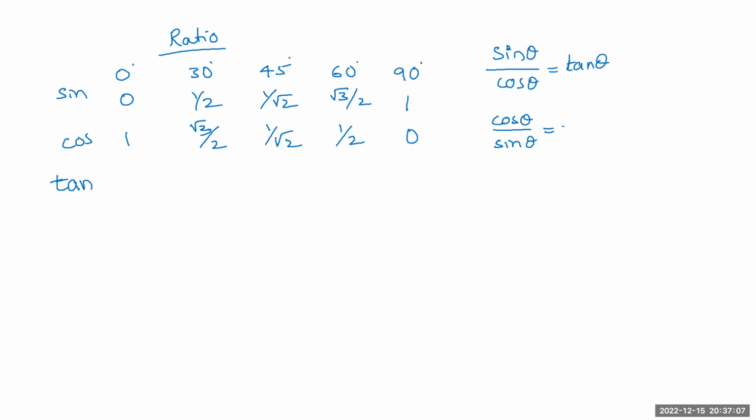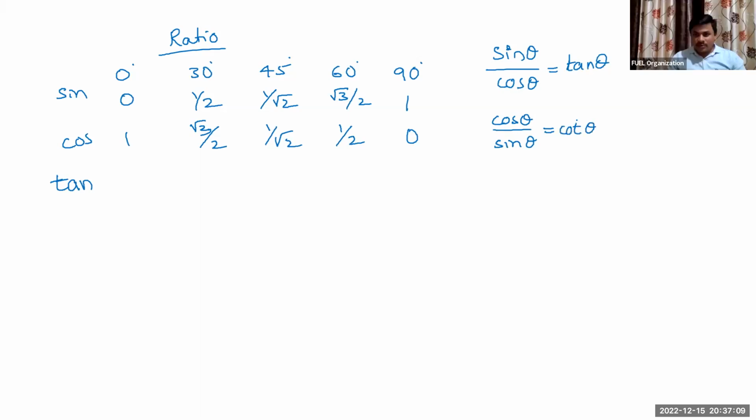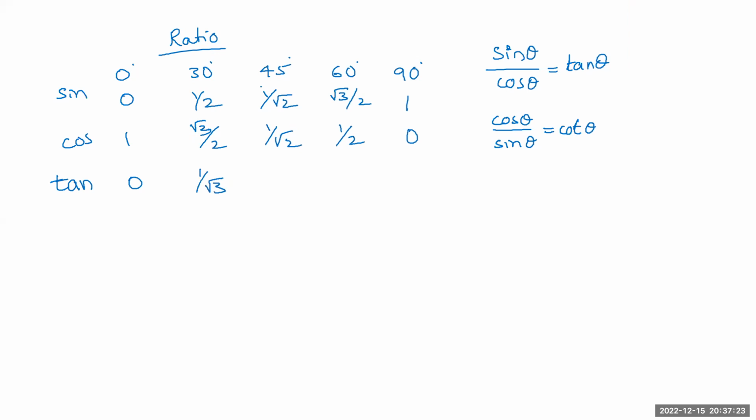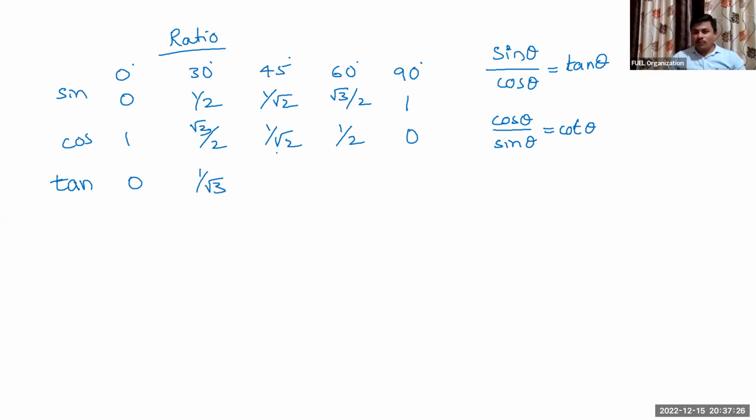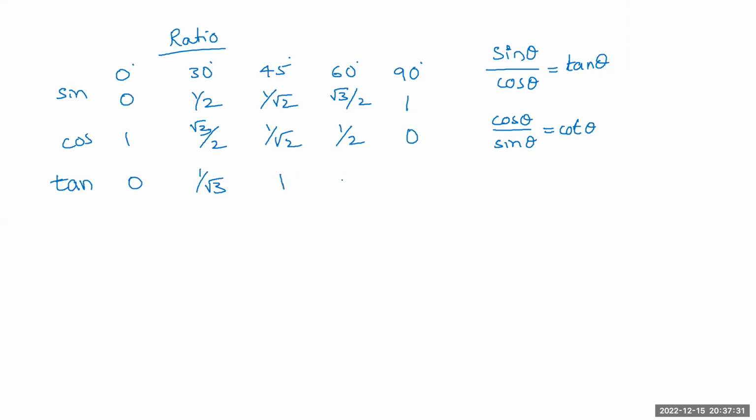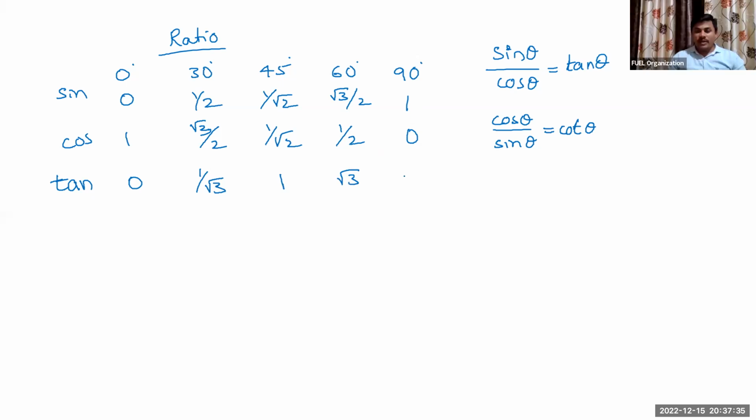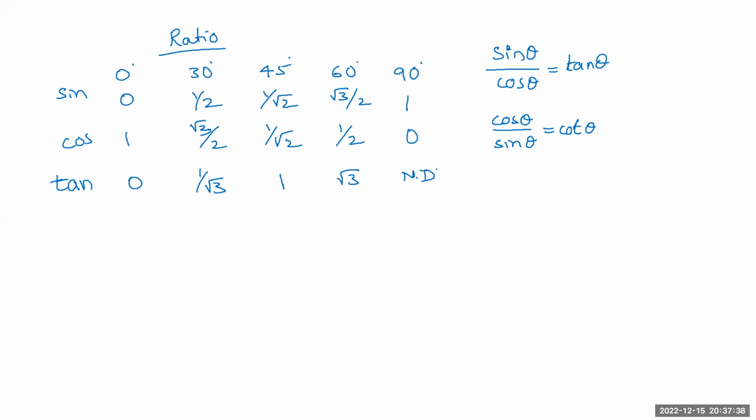Sir, cot. Cot theta, very good. Cot theta is the right answer. So tan theta values I will write. 0 by 1 is 0. Here both 2, 2 will get cancelled in the denominator, so what is left? 1 by root 2. And here 1 by root 2, 1 by root 2 gets cancelled. 1 is left. Here also the denominator root 3 gets cancelled, root 3 is left, and then 1 divided by 0 is infinity. Not defined. Okay, not defined or infinity, we can go with that.